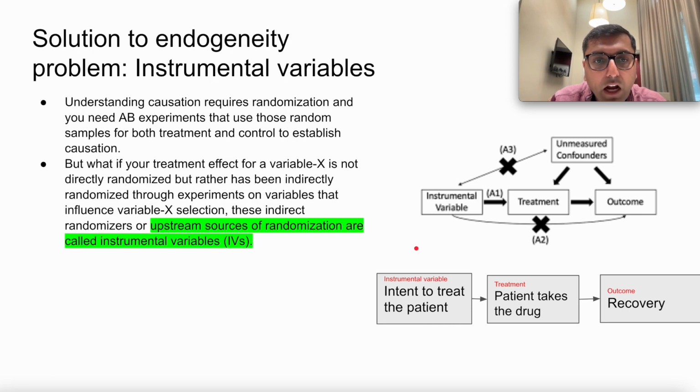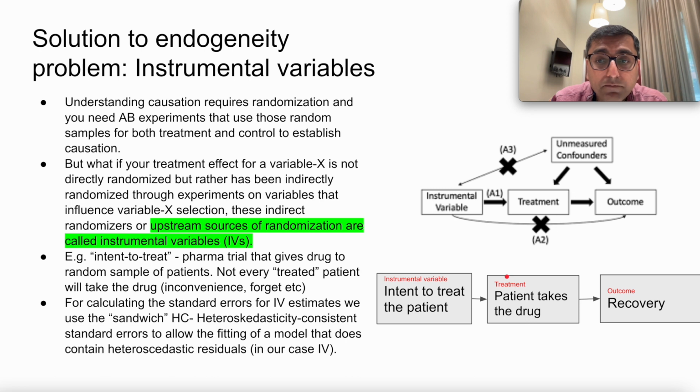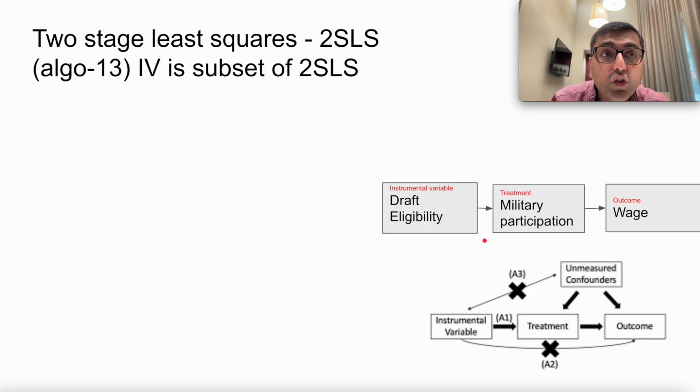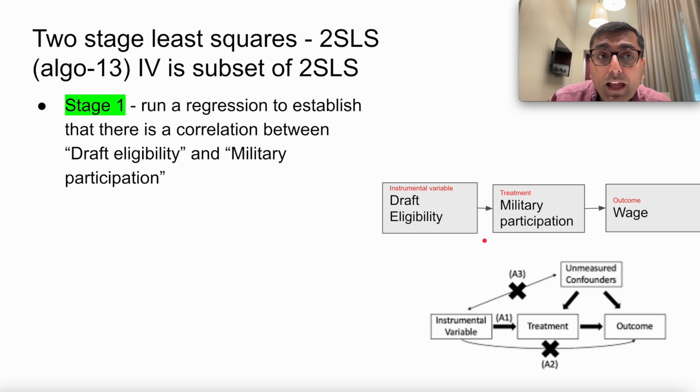And how do you do that? You find out what are other things that explain these upstream variables that have a big impact on your treatment variable. And once you find that out, you can actually run this new technique called two-stage least squares, which we're going to cover here. And the way you do that is you first run a regression to establish that there is a correlation between draft eligibility and the military participation. So that's stage one.